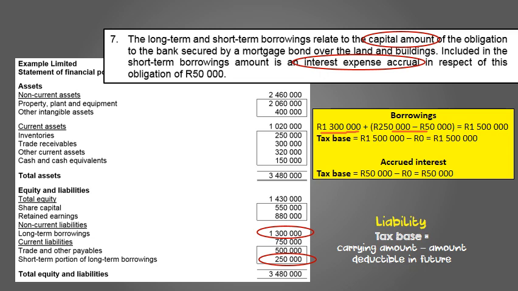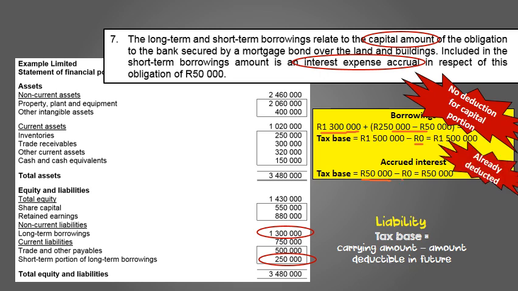The tax base will be this carrying amount less the amount that will be deductible in future. Now, we know that the capital amounts that we repay on a loan will not be deductible. So therefore, the amount that will be deductible in future will be 0. With regard to the accrued interest, we have the carrying amount of 50,000, and the amount that will be deductible in future will also be 0 because we have already deducted this interest in the year that it accrued, which was the current year. Therefore, the tax base will be 50,000.